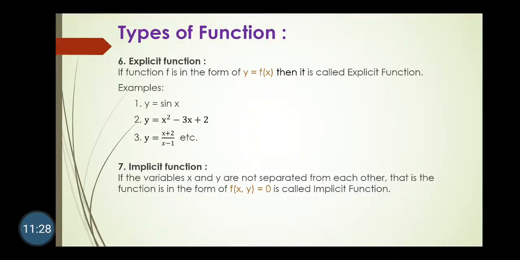For example, x square plus xy plus 2y square is equal to 0. So we cannot separate x and y here. Therefore, this is what? Implicit function.